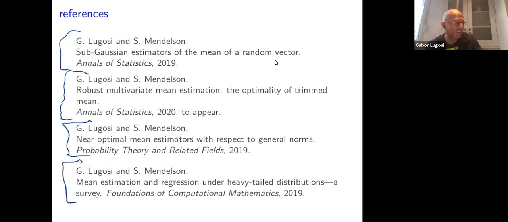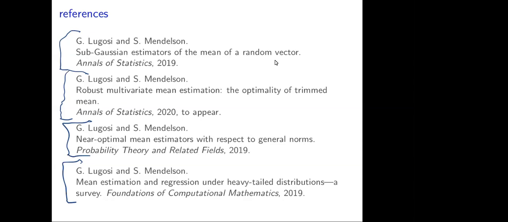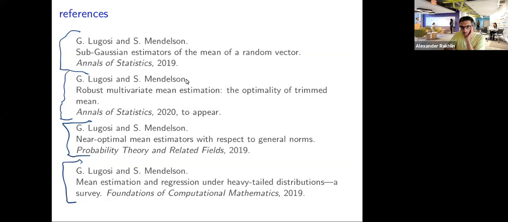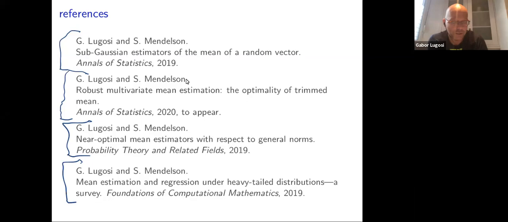But the other one, where was it? This one, the geometric median. Can you see it? No, it hasn't changed. There's some problem with the screen sharing. Anyway, the geometric median is computable, because it's a convex optimization problem, and in computational geometry that has been studied a lot and refined, and there are very fast algorithms to compute it. Okay, thank you.